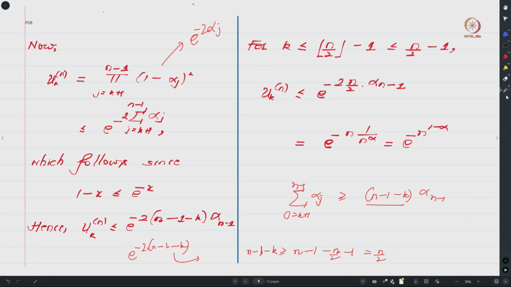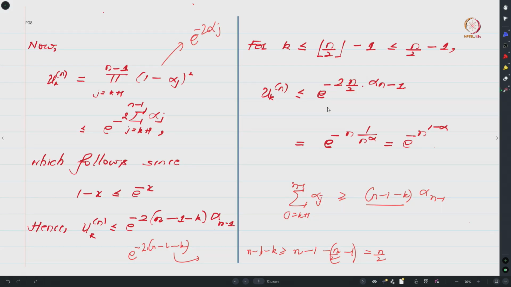Okay, so just check this calculation. I may have made a minor typo possibly, but the spirit of the calculation should go through. So whenever k is less than or equal to this, one can show that n minus 1 minus k is actually lower bounded by n minus 1 minus (n over 2 minus 1) with round brackets over here, which will lead to n over 2. Hence this ukn expression is upper bounded by e raised to minus 2 times whatever you had over here. This is lower bounded by n over 2, hence you have n over 2, and whatever alpha n minus 1 I write as it is.